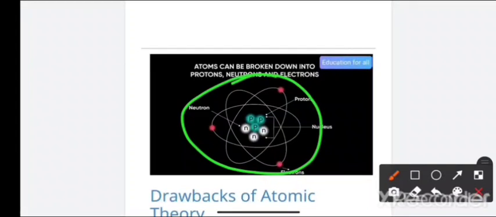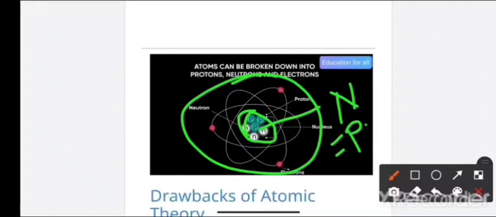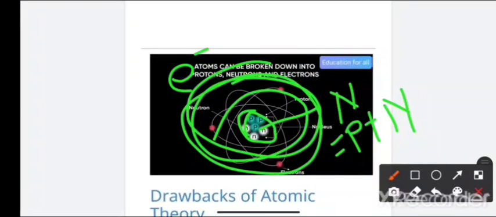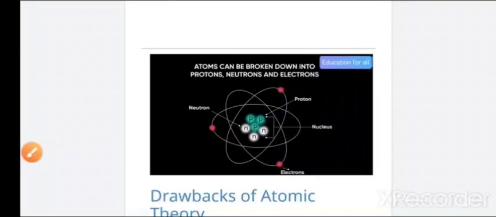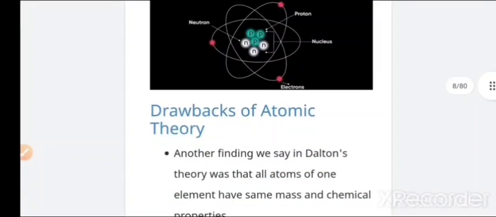This is an atom. This is the center of an atom, known as the nucleus. In the nucleus there are protons plus a number of neutrons, and electrons revolve around the nucleus. This is the structure of an atom. We will further study what an atom is in detail: what an atom consists of, what the nucleus is, what a proton is, what an electron is. But these are the drawbacks of Dalton's atomic theory.